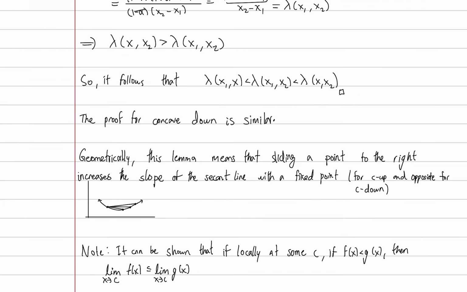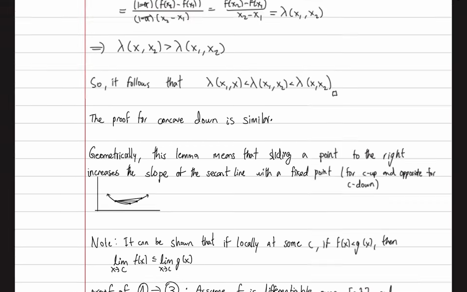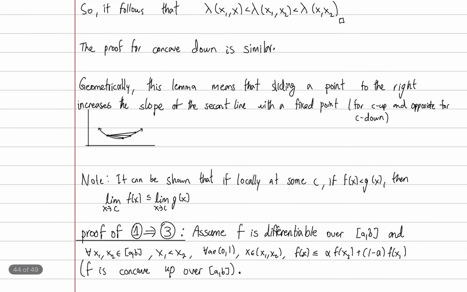Geometrically, we want to interpret what this lemma is saying. We're going to fix a point, right? And geometrically, it's saying that by sliding a point to the right, we're increasing the slope of the secant line for concave up. And if it's concave down, if we fix a point and we slide some point further to the right, the slope of the secant is decreasing.